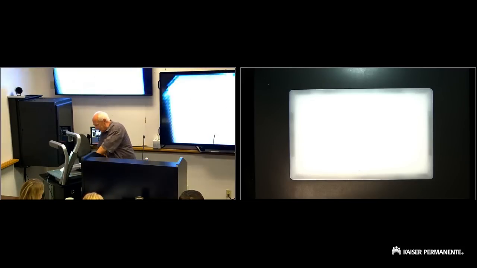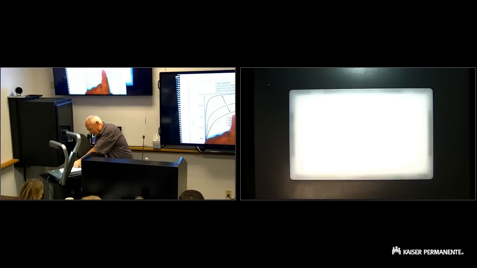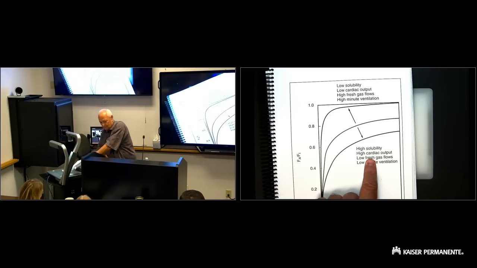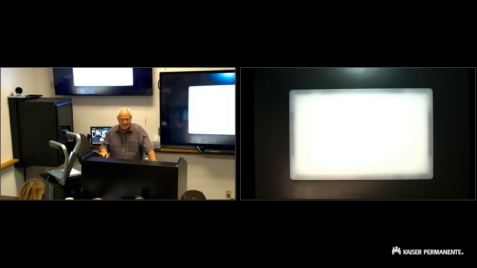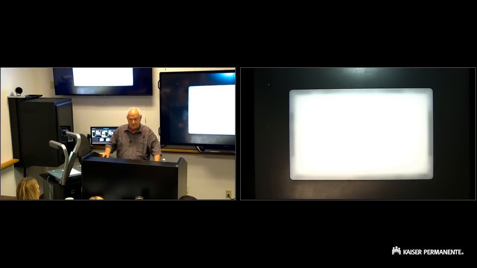Now follow the little arrow down. Here, what's going to make the rise in the alveoli slower? Well, if it's a high solubility drug, that means blood gas coefficient's high, isoflurane for example, that's going to go to sleep slower. High cardiac output, increases in cardiac output decrease the speed of induction. Low fresh gas flows and low minute ventilation. It's kind of self-explanatory. All right? Make sense?